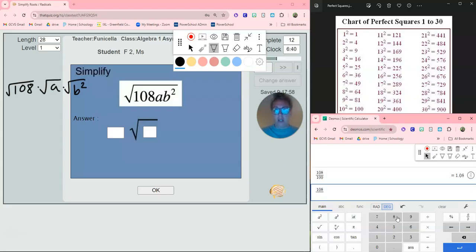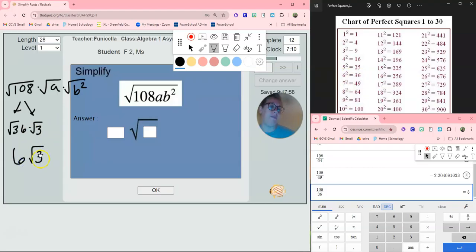100 does not work. 81, that's a decimal. Now I'm going up to 64. That doesn't work. 49, nope. How about 36? Ooh, 36 works. So we can split this up as the square root of 36 times the square root of 3. Square root of 36, looking at my chart right here, is just 6.